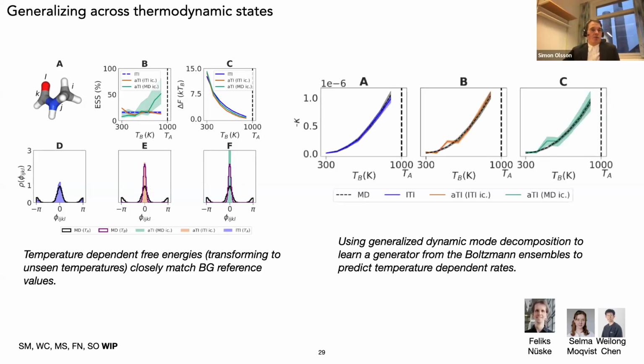We can also, by making use of some developments done by our colleague Felix Nüske at the Max Planck Institute in Magdeburg, estimate a generator that is associated with the ensembles that we can generate. So we can compute temperature-dependent rates of the process of exchanging between two different rotameric states in this small molecule by making use of generalized extended dynamic mode decomposition. So we can also get access to dynamics or kinetics even if our model doesn't know anything about them.